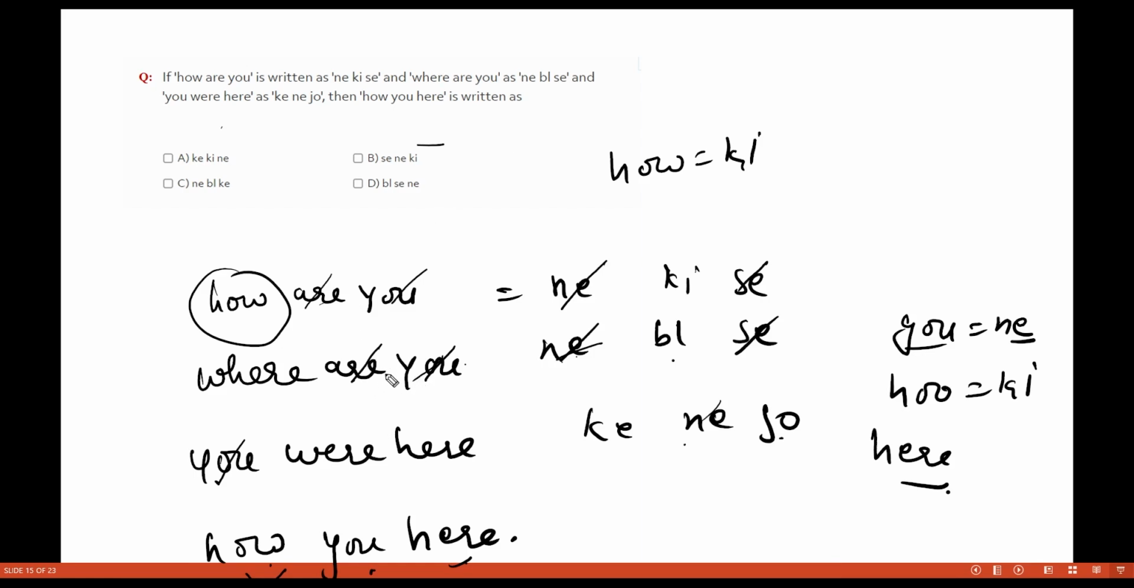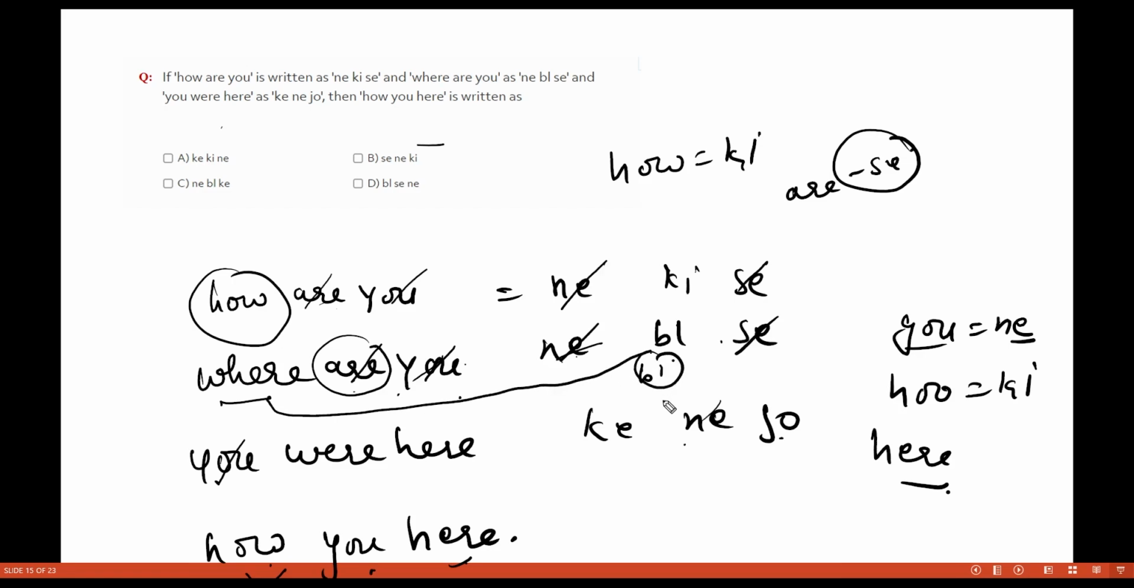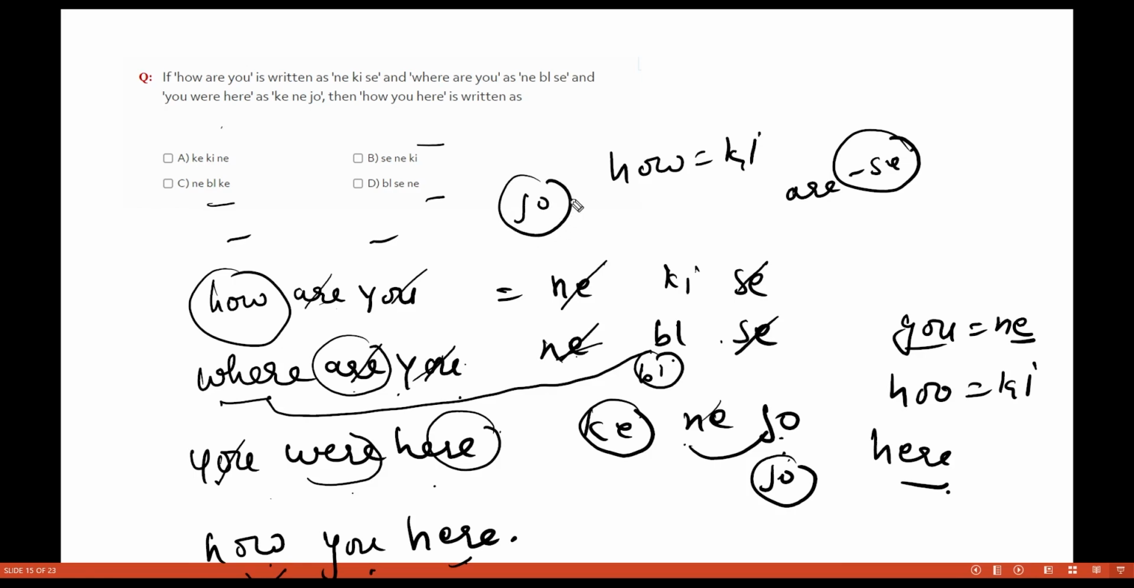Now, if you consider this R U, you came to know U is NE. So from here you know that R is SE, and from here you know where is BL. And "you were here" can either be KE or JO. But you see, in no option we have JO as our option, so we consider here as KE. Fine. So how can we write "how you here"?